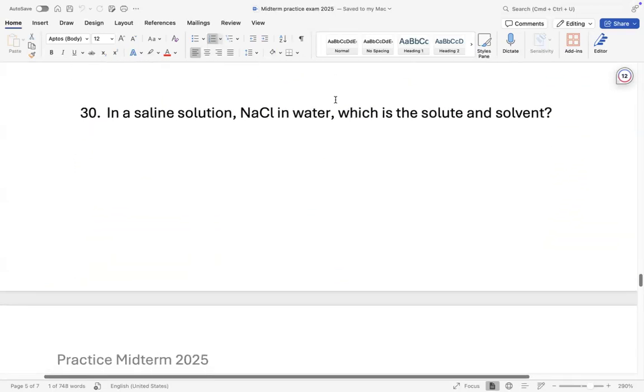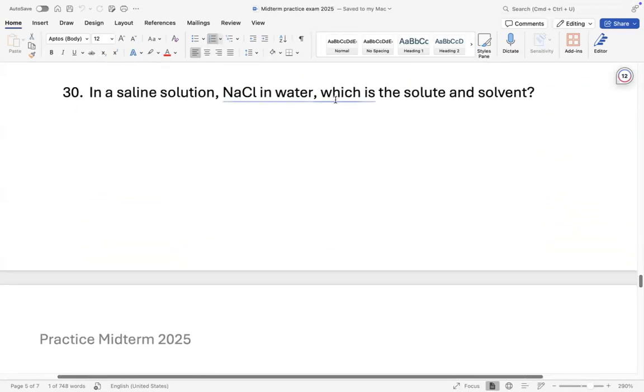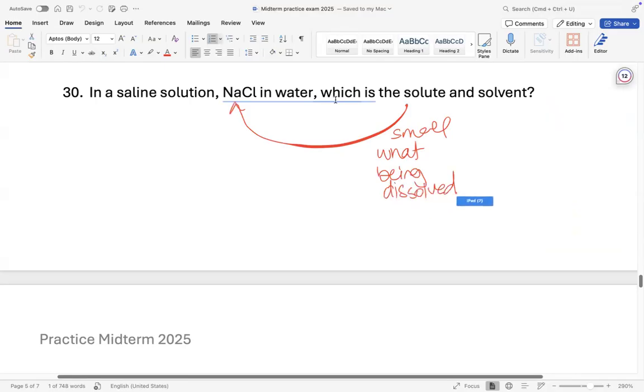All right, question 30. In a saline solution, which is salt and water, sodium chloride and water, what is the solute and the solvent? So the solute is the small amount, what's being dissolved. In that case, that's the salt. And the solvent is the large amount, and it's what's doing the dissolving, and it's usually always water. Definitely is in this example.